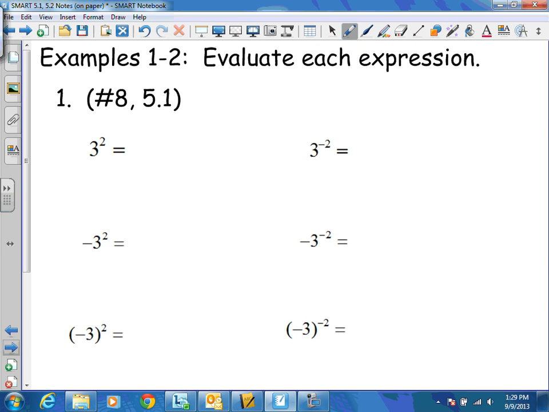So, group leaders, go through and get the answers with your group on these. Write them down and get the answers. See how you guys do them, and we'll go over them.